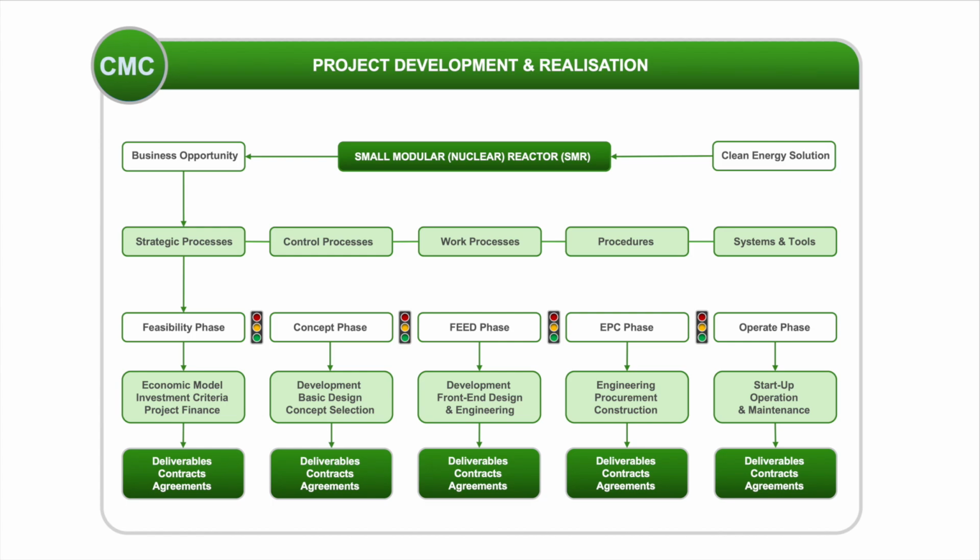The project realization phase starts after a positive final investment decision, and when the construction phase is completed the facility should be ready for commissioning and startup. After successful startup and performance testing of the facility, the operation and maintenance phase will start. During all phases deliverables will be prepared and various contracts with various third parties are required.